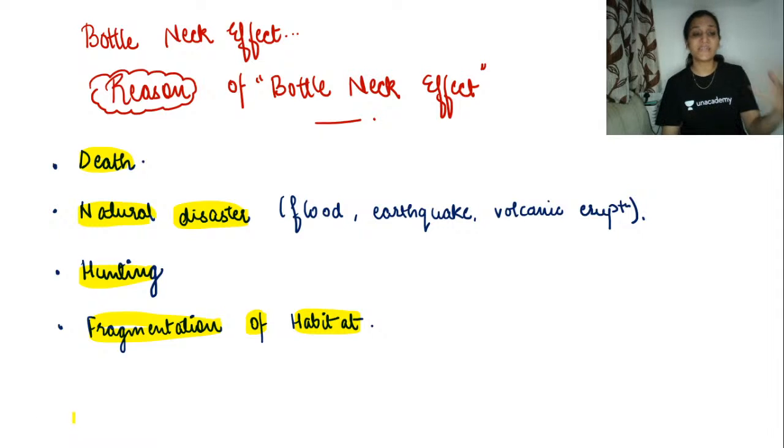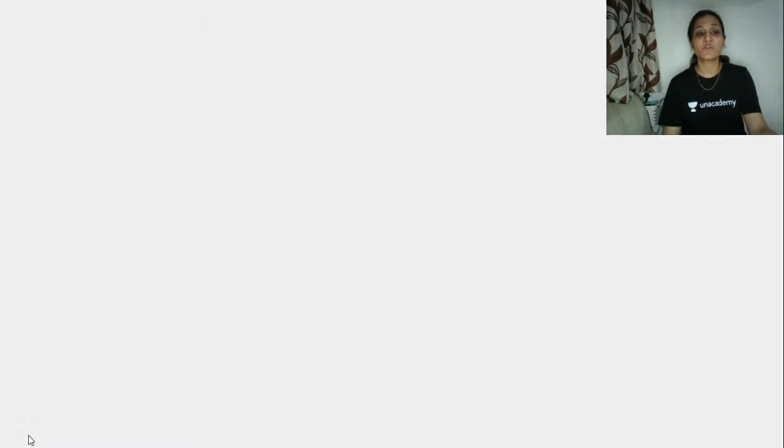Then death, if death is because of volcanic eruption or harmful gases, it will be very random. It is not going to be because of a specific thing. So this is the thing about the bottleneck effect.